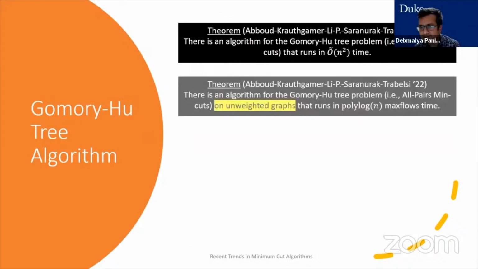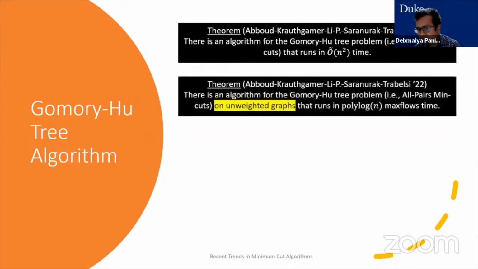Okay, so that's the theorem. On unweighted graphs, we can already show that you can do it in polylog max flows, already in the paper that we have posted.